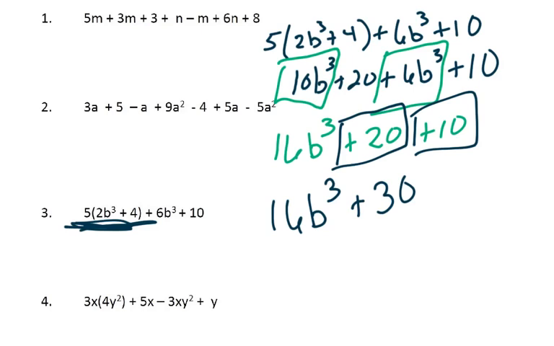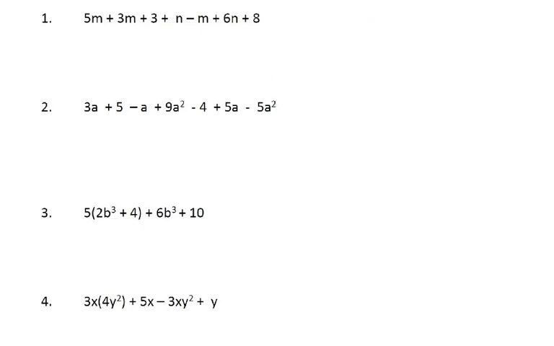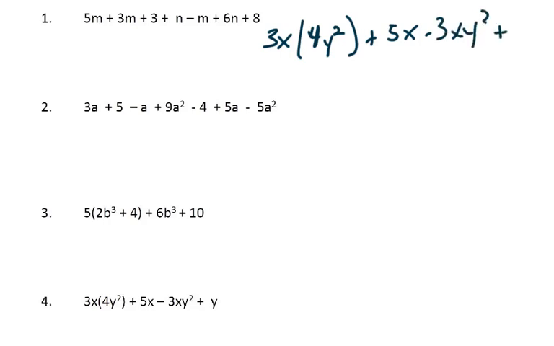And then finally, let's do number 4. Okay, so number 4. We do have to distribute here, and it looks a little tricky, right? It's definitely not as tricky as it looks. So we have 3x, and then we have times 4y squared. Then we have plus 5x minus 3xy squared plus y. Now that looks super complicated, doesn't it, guys? But I promise you, it is not that hard, okay?